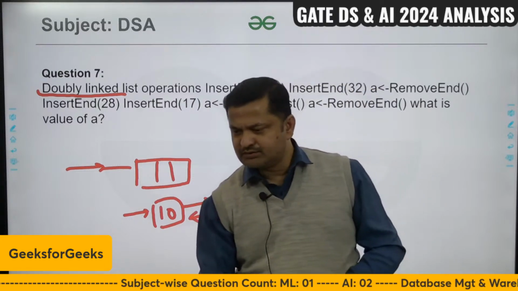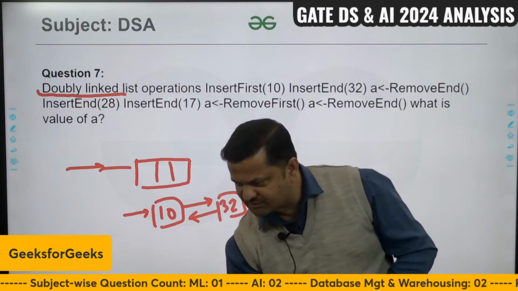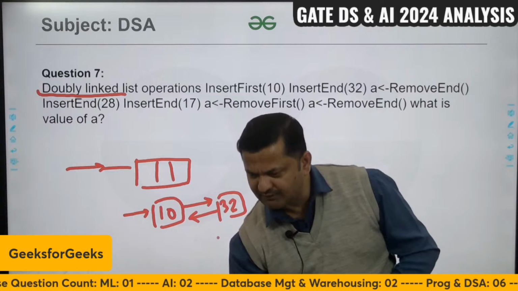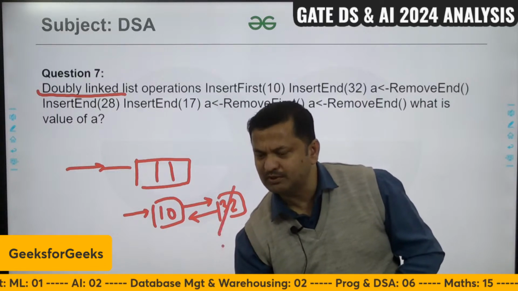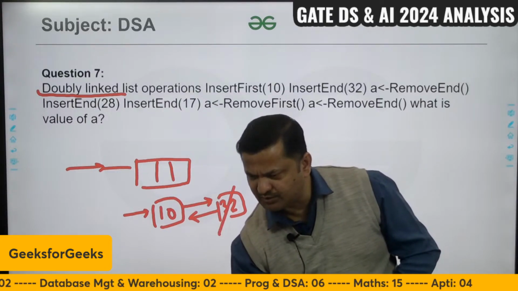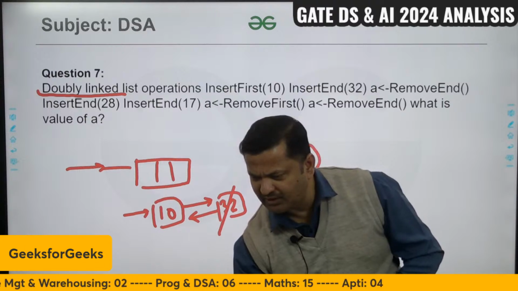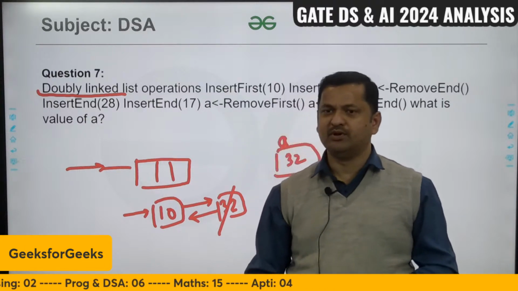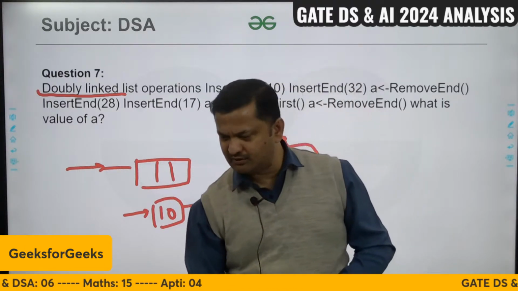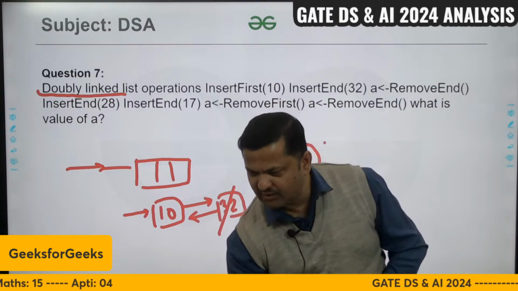All right, so A is assigned as remove end. Whenever we remove end, this particular node is going to be removed, and this is assigned to A. So A is somewhere in memory, and the value 32 is assigned to this variable after removing 32. That is the end of this particular doubly linked list.